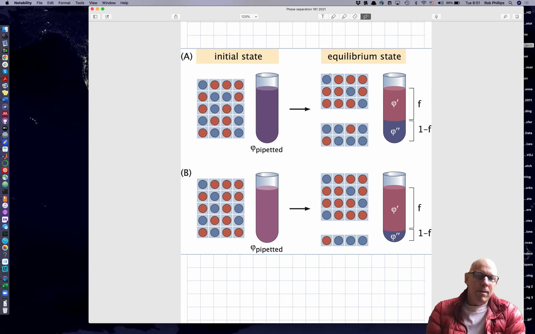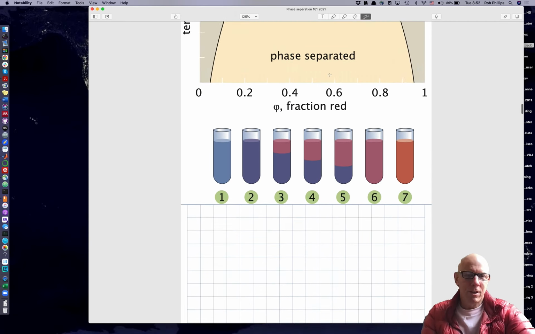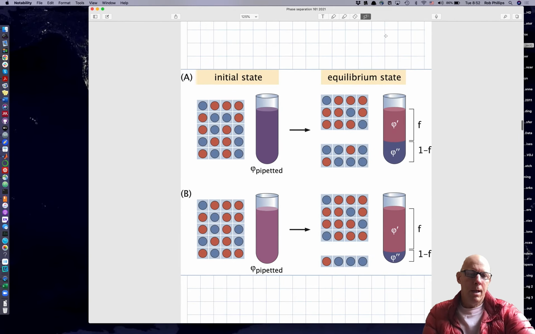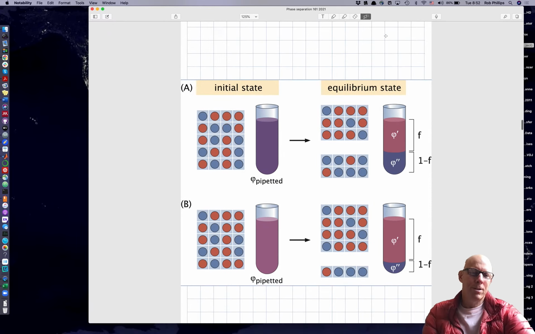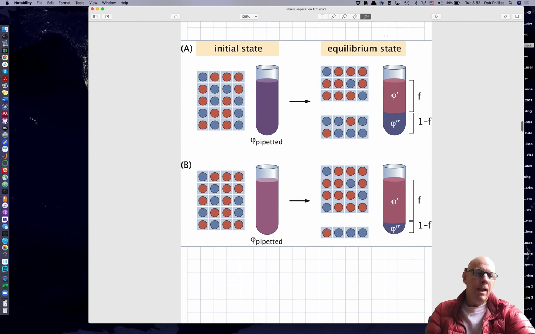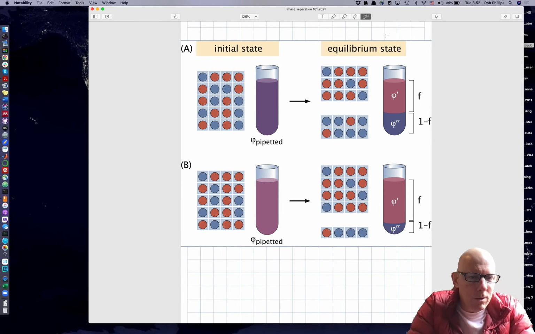And then I wait. And what will happen is that it will phase separate into the two regimes, which I'm going to identify as phi prime and phi double prime. I previously called those 0.2 and 0.6 here. So 0.2 is phi prime and 0.6 is phi double prime. And actually, I said it backwards. Phi prime is actually the red-rich one, so that's 0.6, and phi double prime is 0.2. And then the relative amount of phi prime and phi double prime is characterized by this quantity f. That's this fraction. And this comes from what I will refer to later as the lever rule.